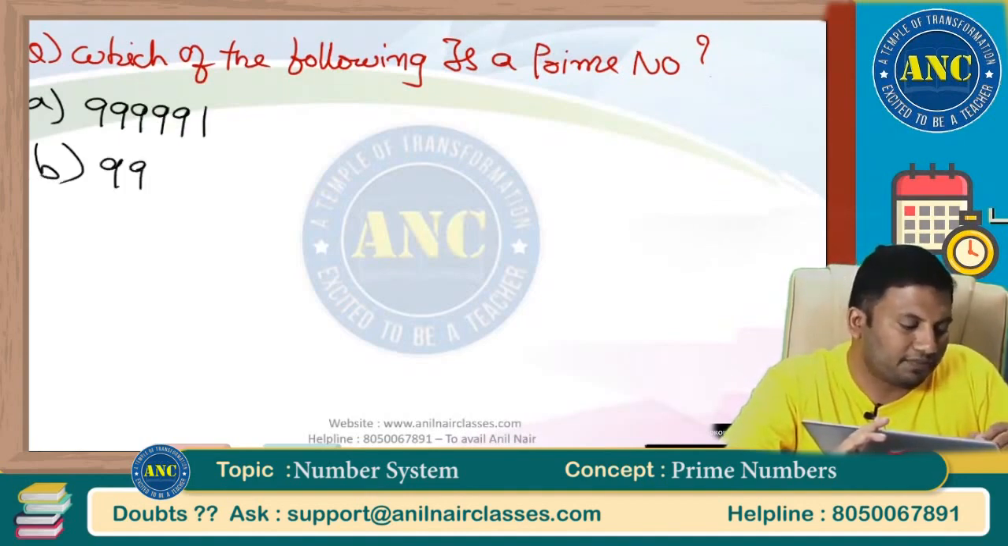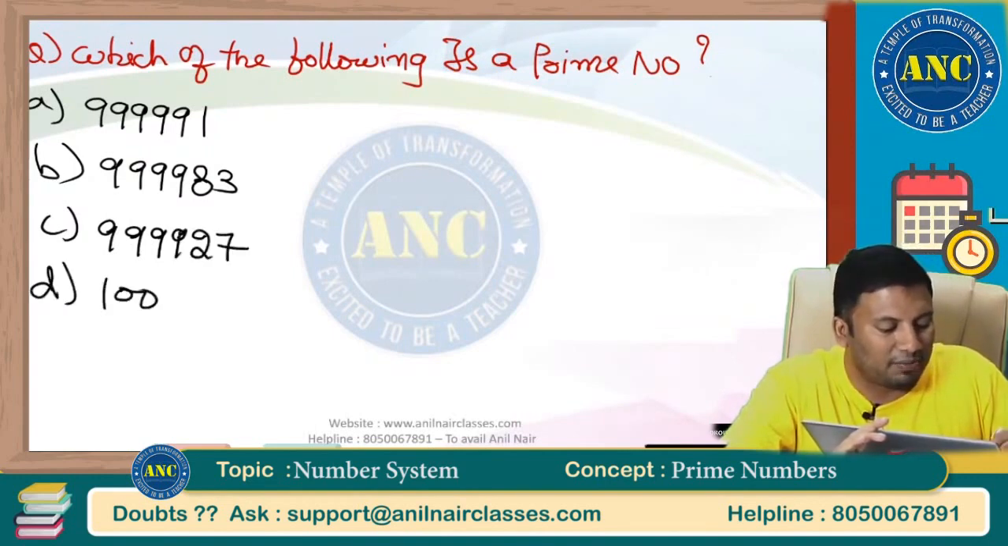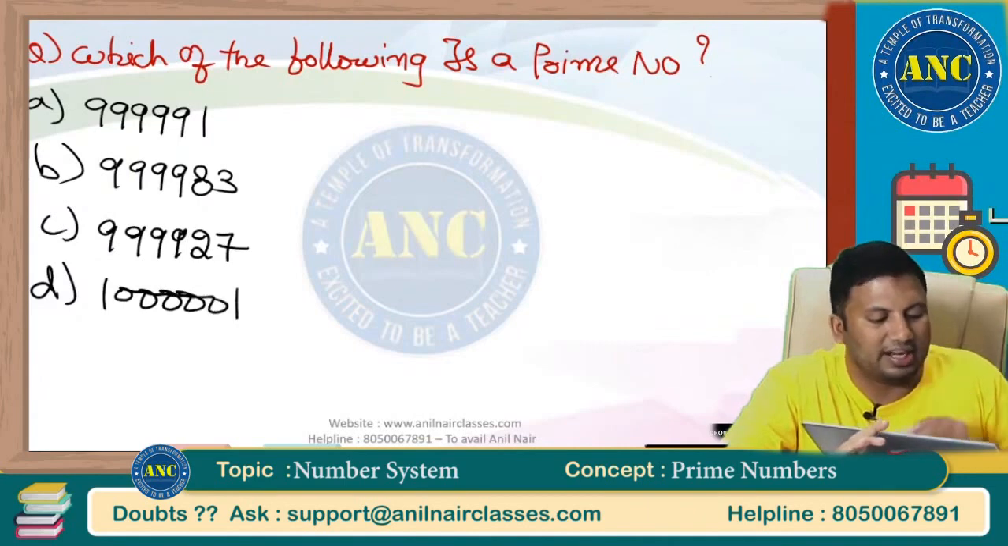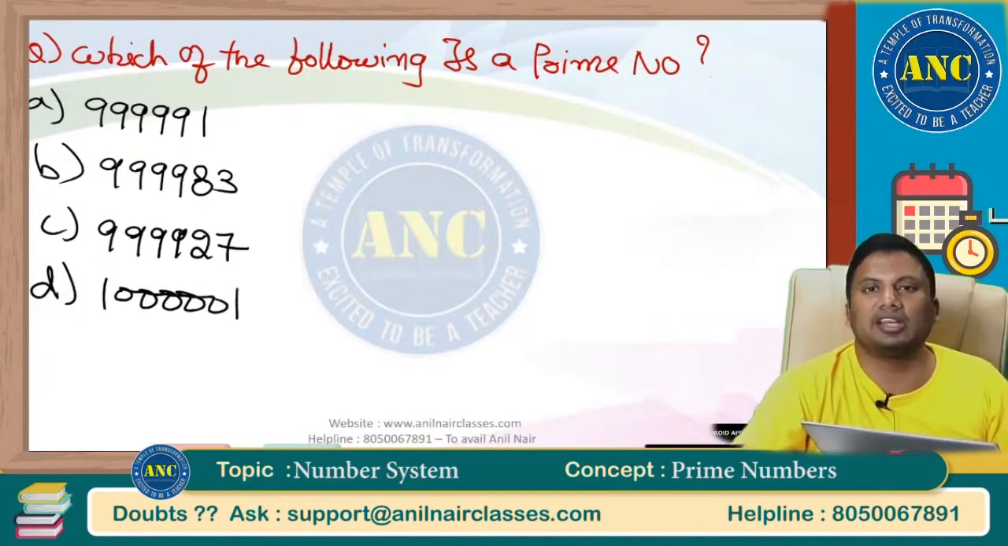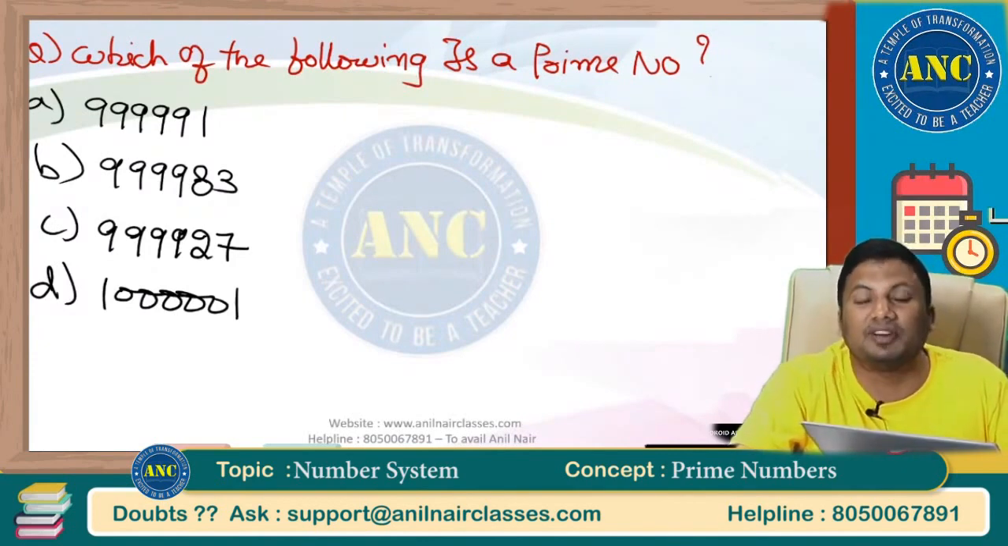Second option, 4 nines ending with 83. Next one, 4 nines ending with 27. Then 1 followed by 5 zeros ending with 1. Which of the following is a prime number? All these concepts of root of that number, taking all the prime factors, everything will go for a toss.